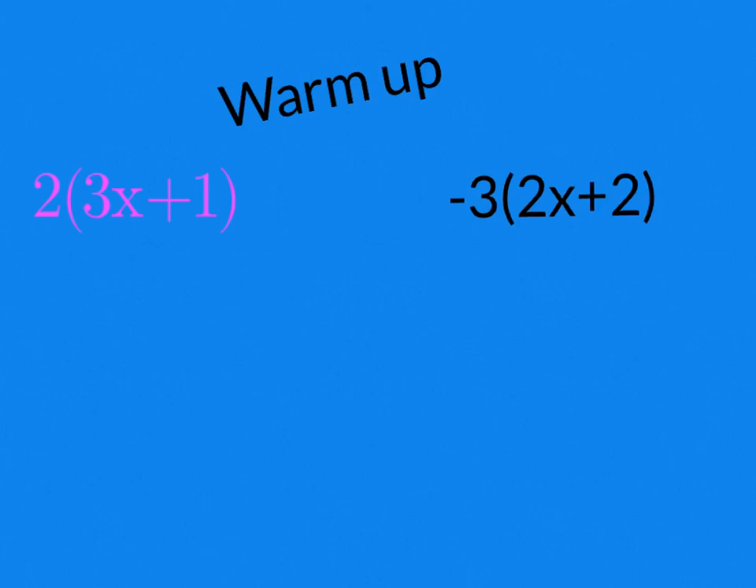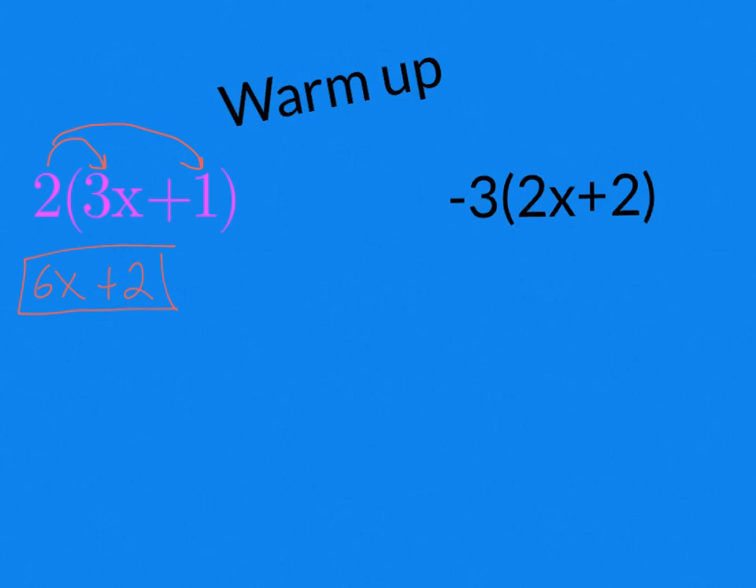There we go. First warm up, we have 2 parentheses 3x plus 1. These parentheses mean we have to distribute this 2. And by distribute, we mean multiply. So here, I'm going to write this out, right? We're used to these little arrows. So 2 times 3 and 2 times 1. So if I did that, I end up with 6x plus 2. Again, I multiplied this 2 times 3 and this 2 times the 1 to get that answer.